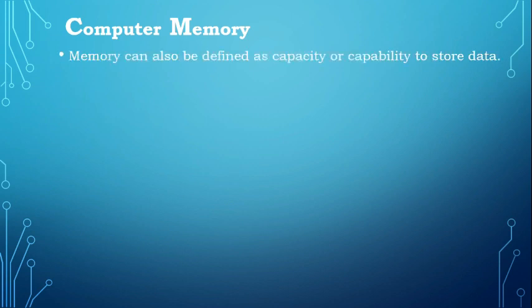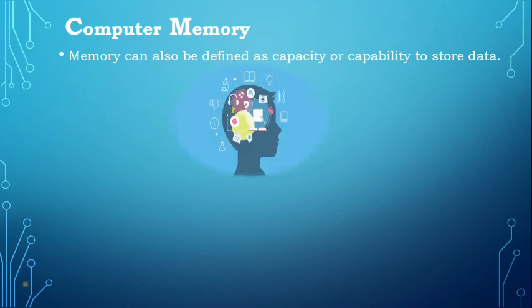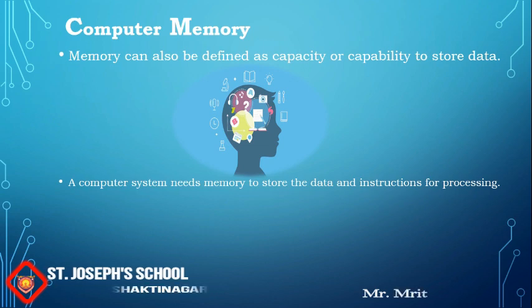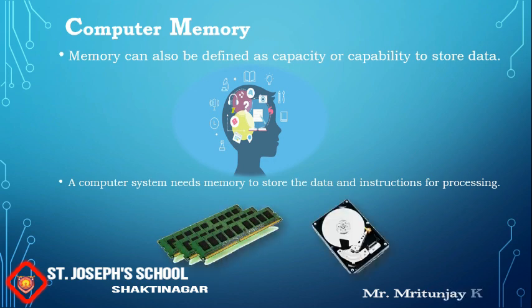As we know, a memory is a capacity or capability to store data. A computer needs a memory to store data and instruction for processing. Whenever we talk about a memory of the computer system, we usually talk about the main or the primary memory. The secondary memory is used to store the data and instruction and the result permanently for the future use.